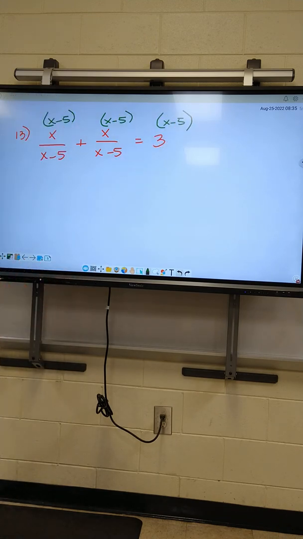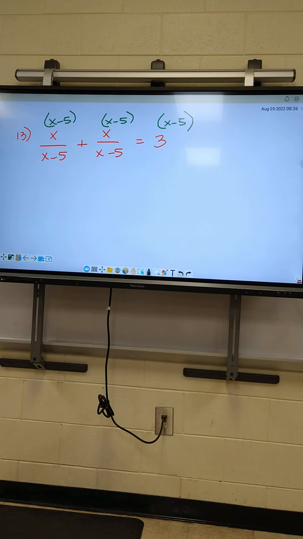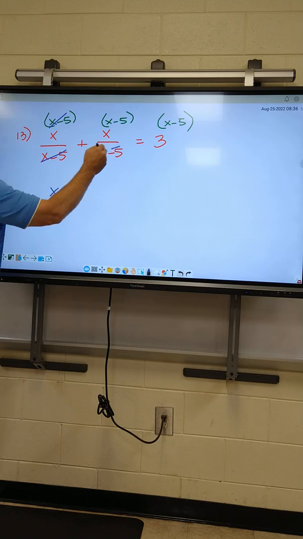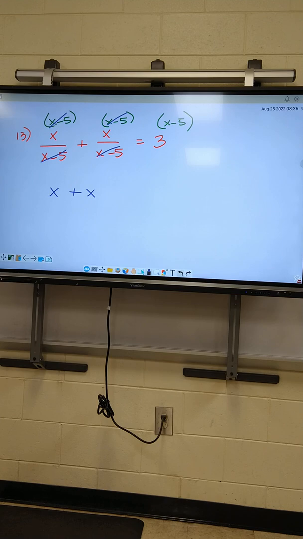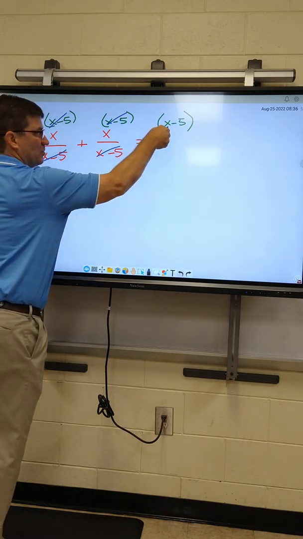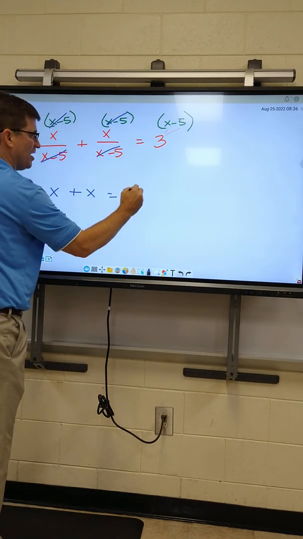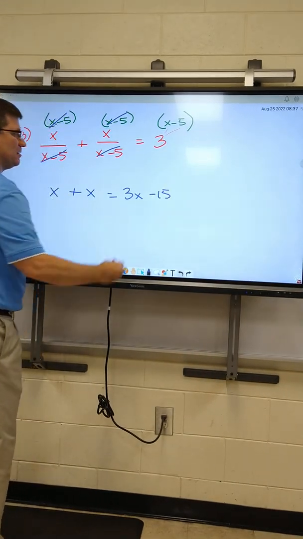All right, let's see if y'all can go from here and break it down. Dylan, what cancels out on the first fraction? Everything canceled out, so you just bring down the x. Second fraction, everything cancels out, just bring down the x again. Does anything cancel out on the third fraction? No, there's nothing on the bottom to cross out. So you times these two and bring it down. 3 times x is 3x. 3 times 5 is minus 15.